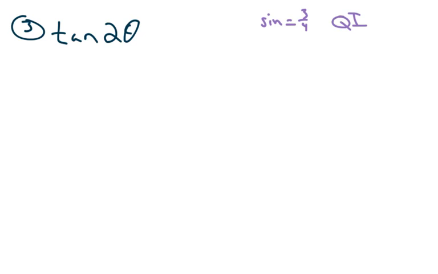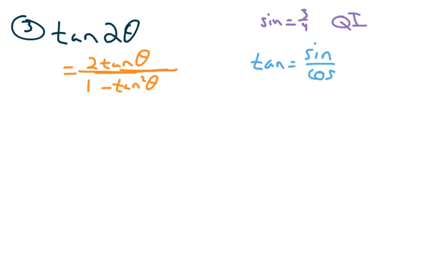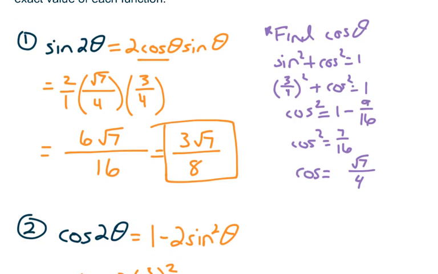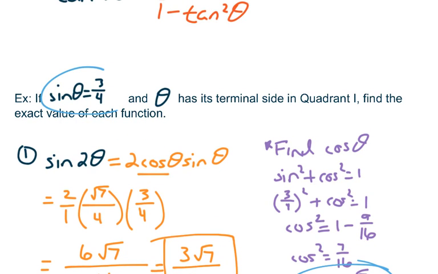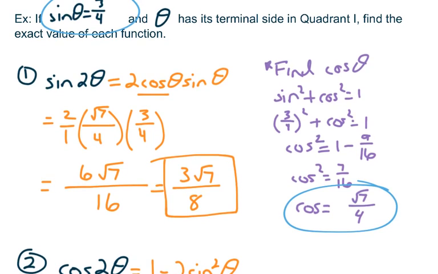So the tangent of 2 theta is equal to, if we go back to our identity, 2 tangent of theta over 1 minus the tangent squared of theta. Let me extend that fraction bar just a little bit. Before we can figure this out, we need to know what the tangent is. We can use another identity that says the tangent is equal to the sine over the cosine, and that'll help us because we already know the sine and we already know the cosine. We did that earlier.